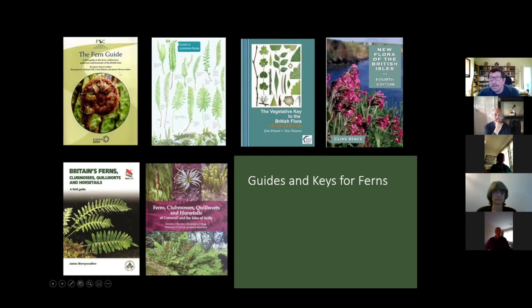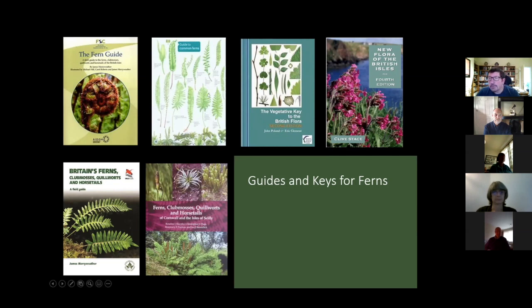He's also brought out a new book which has just come out this week, and I've not actually looked at it, so I've not included it in this talk. It's a much bigger book than this and goes into much more detail. It also covers not only ferns, but horsetails and club mosses. So that's a very common book.